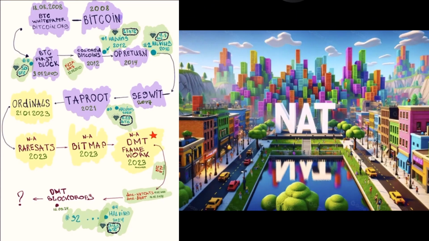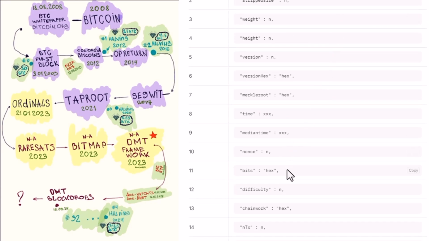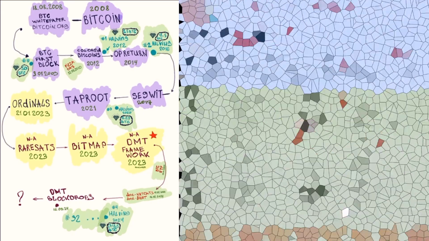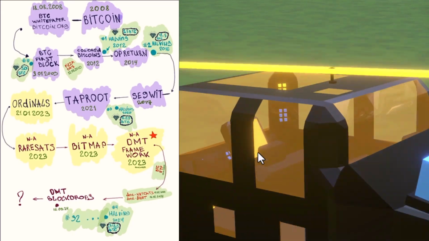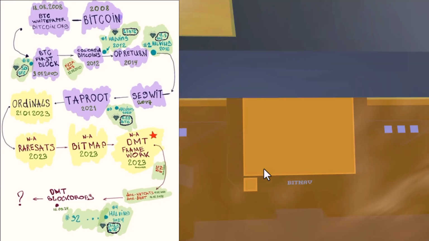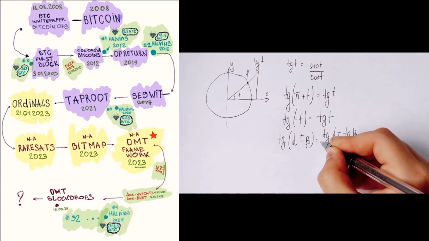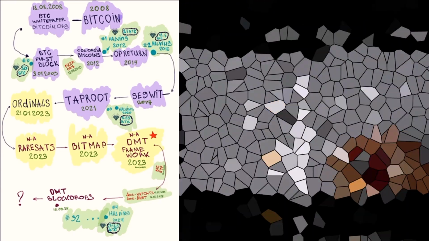NAT token is an abbreviation for non-arbitrary token. It was the first. It is based on the 11th bits field, which determines the current difficulty of Bitcoin mining. The value of the bits field is variable, approximately equal to 400 million. NAT can be considered a companion token to an issued Bitcoin block. Remember that about 870,000 of them are issued at the moment. Multiply 870,000 by 400 million and we get, it doesn't matter what the number will be.